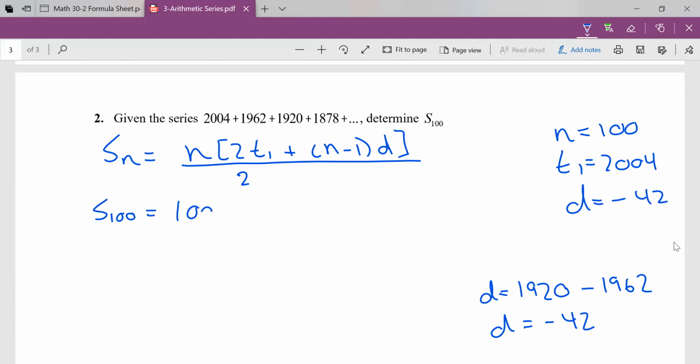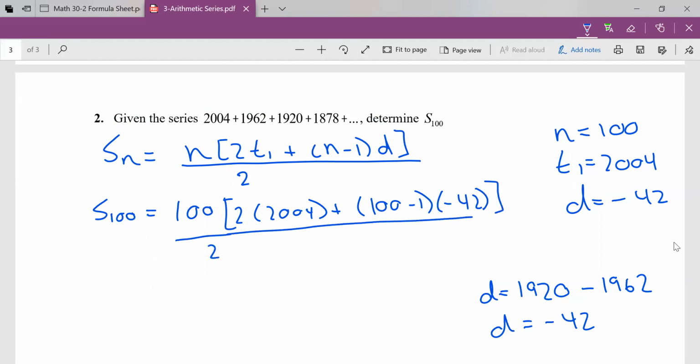Okay, and now all we do is carefully sub in the values. And I don't want to skip any steps here. Even that step where it's 100 minus 1, I really want my teacher to see what I'm subbing in, just in case I make a mistake, and slowly do this. 100 divided by 2 is 50. 2 times 2004 sounds like 4008 to me, plus 99 times negative 42.